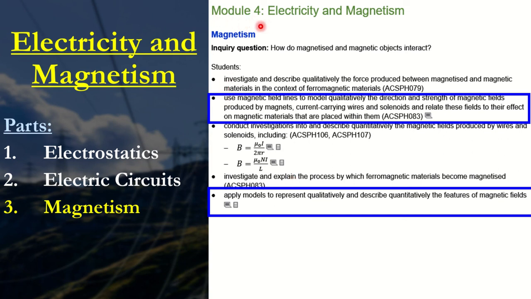We are covering Module 4, Electricity and Magnetism. Inquiry question 3 about magnetism. So we're going to be focusing on these two particular dot points for today.